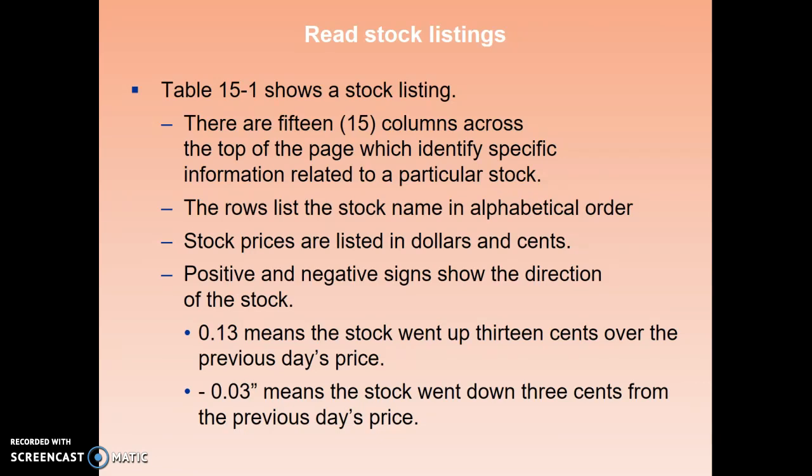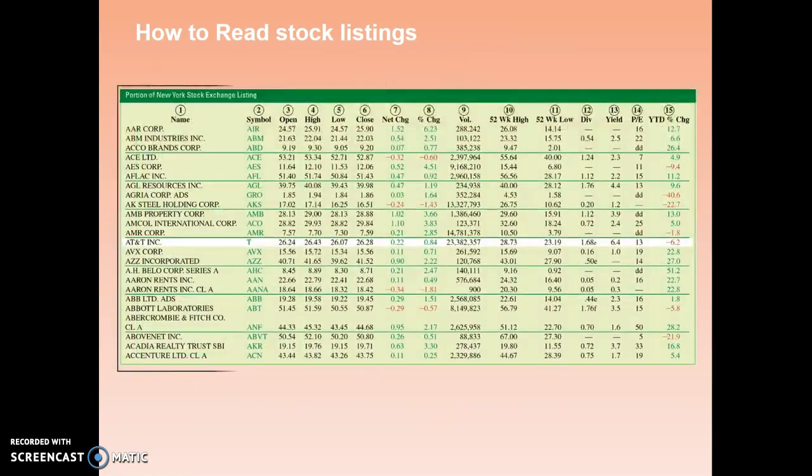Positive and negative signs show the direction of the stock. So the 0.13 means the stock went up 13 cents over the previous day's price. The negative 0.03 means the stock went down 3 cents from the previous day's price.